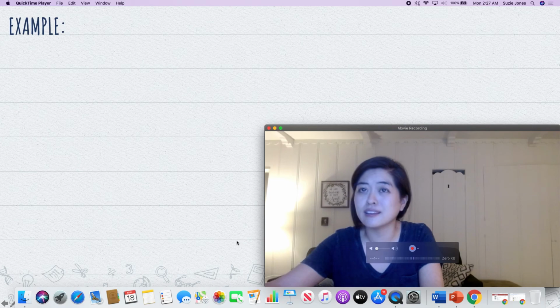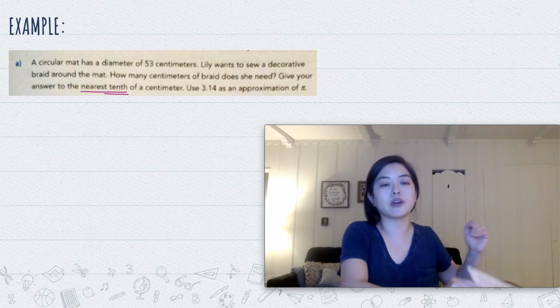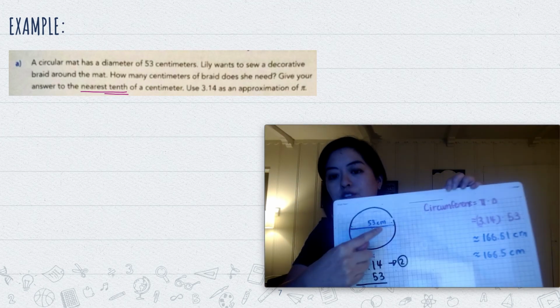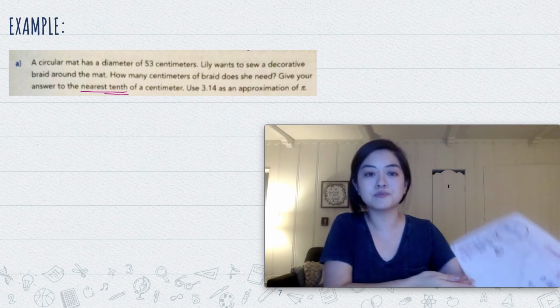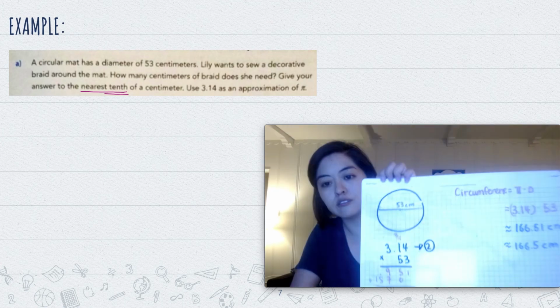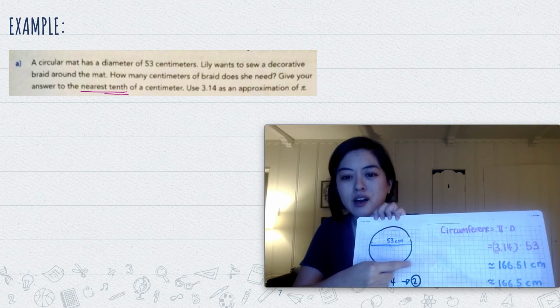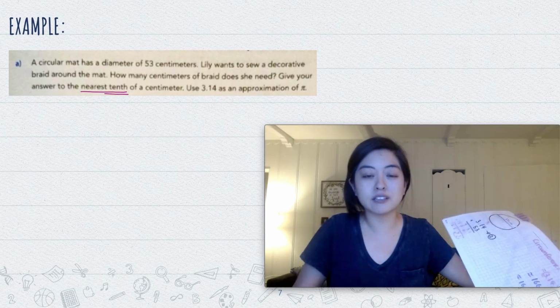Okay, so let's look at this example, and I'm just going to make my video screen a tad larger because I'm going to show you some work on my mini whiteboard. It says a circular mat has a diameter of 53 centimeters. I drew that circular mat right here with a diameter of 53 centimeters. Lily wants to sew a decorative braid around the mat. And then it says, how many centimeters of braid does she need?